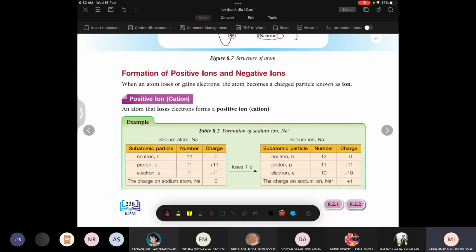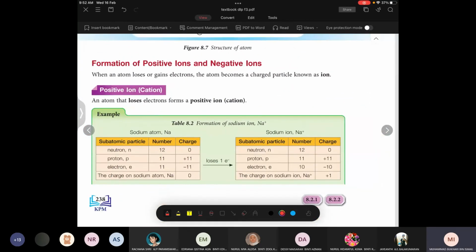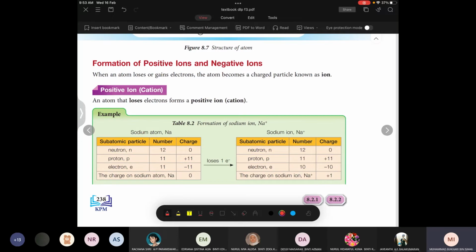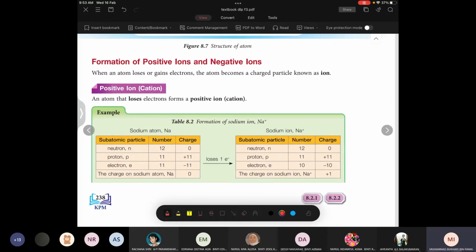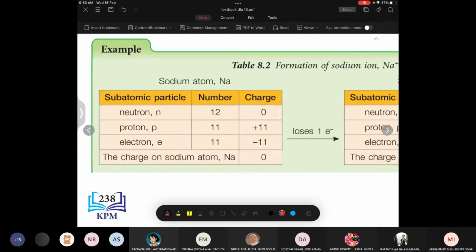So this atom is neutral. Okay, now formation of positive ions and negative ions. When an atom loses or gains an electron, the atom becomes a charged particle known as an ion. Positive ion. Now we look at positive ions. An atom that loses electrons forms a positive ion, a cation. Okay, example. Look here.